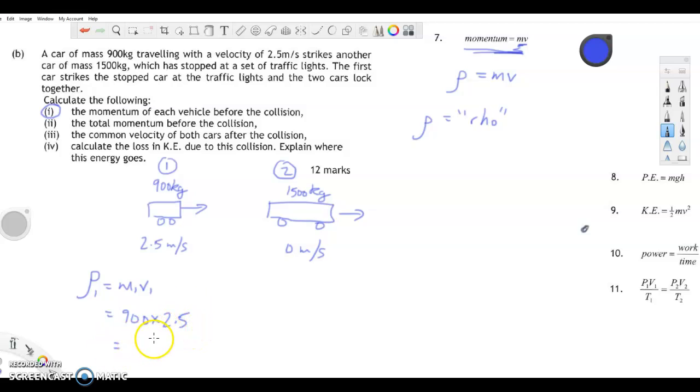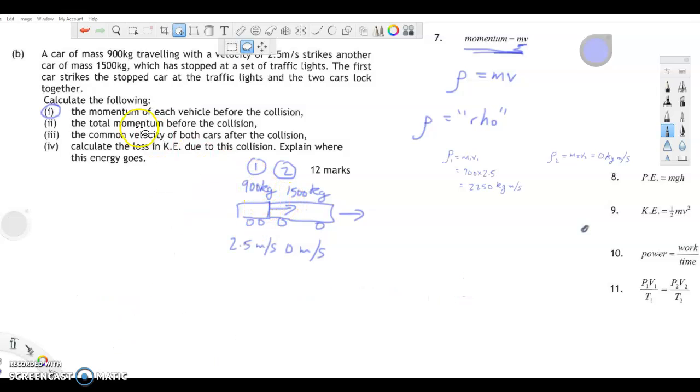So what's that? That's going to be 1800 plus 450, 2250, and that's going to be kilogram meters per second. Now the momentum of vehicle 2 is going to be mass 2 multiplied by velocity 2. Since velocity 2 is 0, we get 0 there, because whatever the mass is multiplied by 0 gives us 0. So that's 0 kilogram meters per second. That is the momentum of each vehicle before the collision.